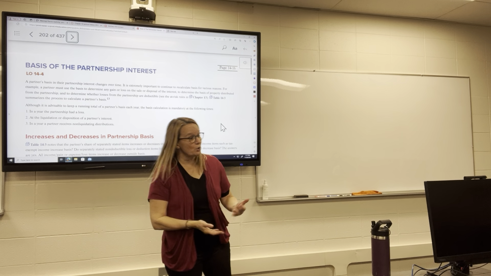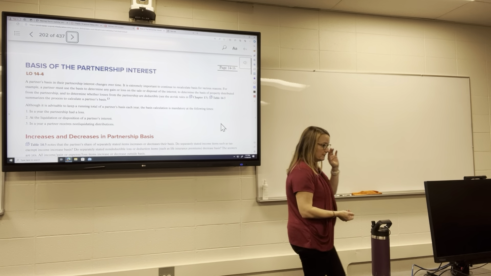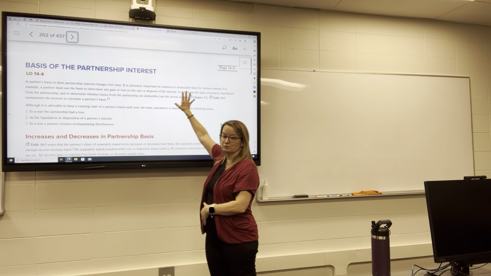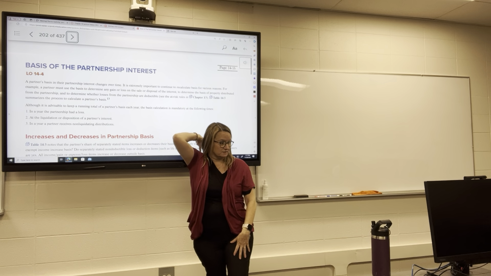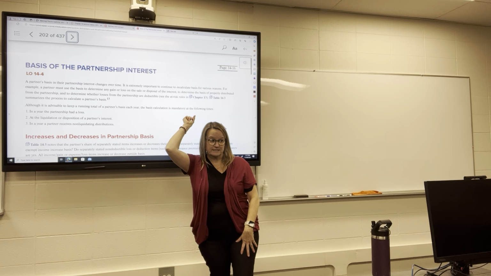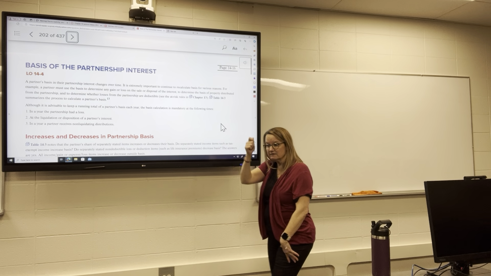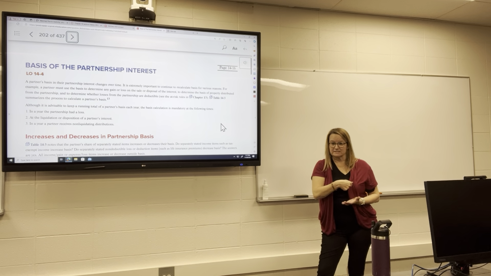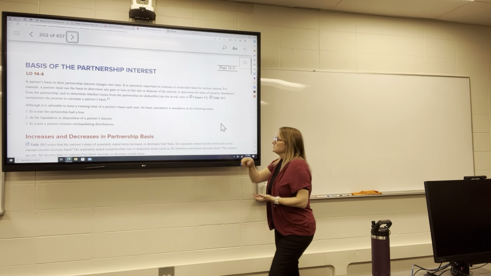We also need to know what the basis is to determine whether or not any amount of distributions is taxable. Remember distributions on that K1, we had 26,000 in that previous K1 that we just looked at. Whether any of those distributions are taxable, whether any tax has to be paid on those.